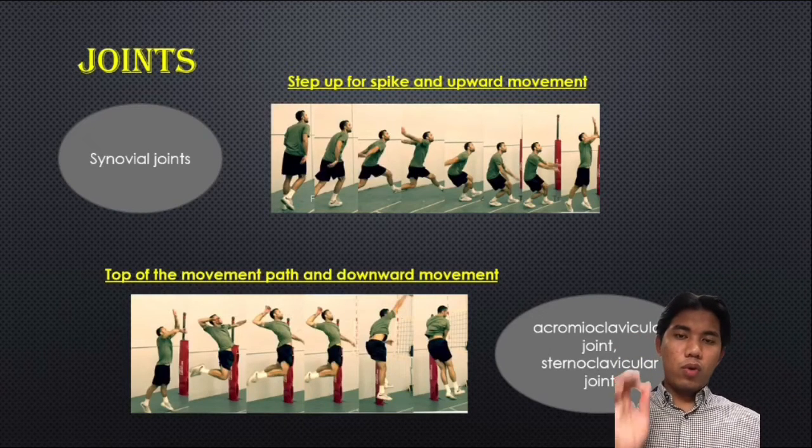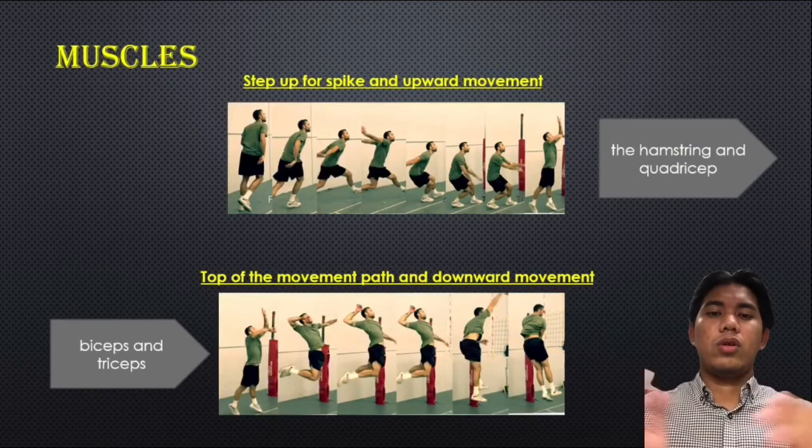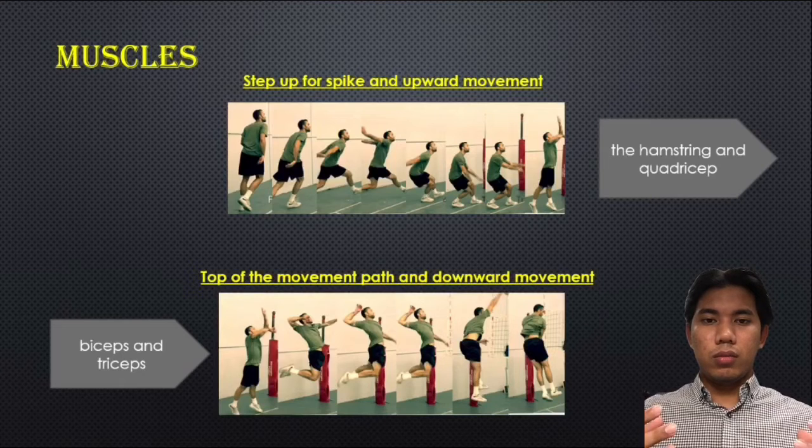Alright, this one is for joints, phases 3 and 4. This primarily uses the acromioclavicular joint and sternoclavicular joint to swing the hand while in the air. When about to jump, it uses the synovial and ankle joints, and when doing the spike, it uses the elbow and shoulder joints. Alright, the next slide is for the muscles.